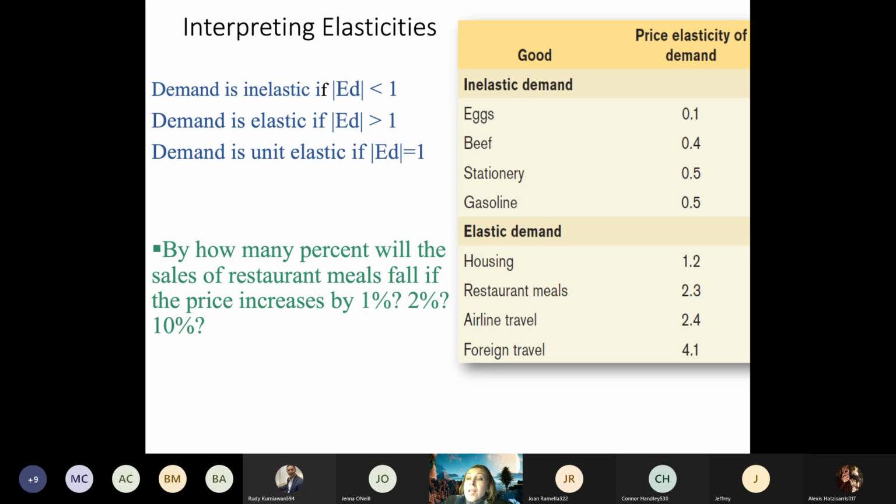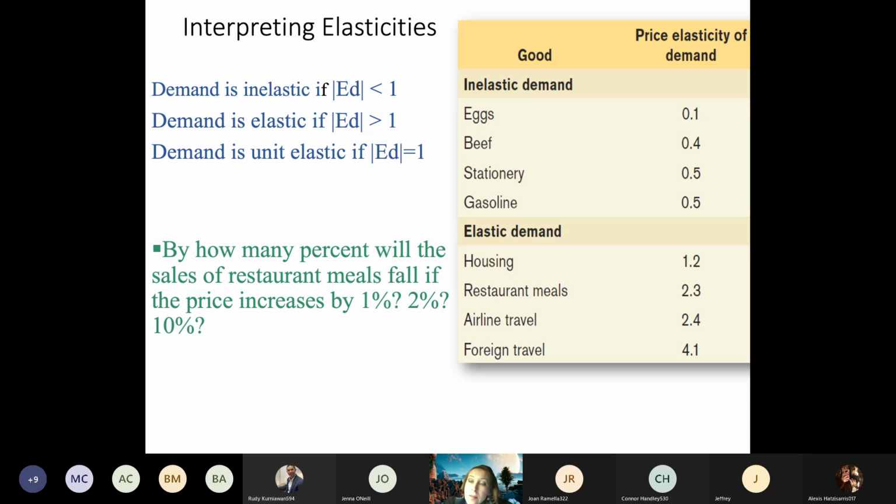Okay, so the elasticity is 0.5. That's what it tells us. So notice, a 10% increase in price causes a 5% decrease in sales in the case of gasoline. So it's not that price sensitive, but a 10% increase in price would reduce your purchases of restaurant meals by 23%. That's very price sensitive.